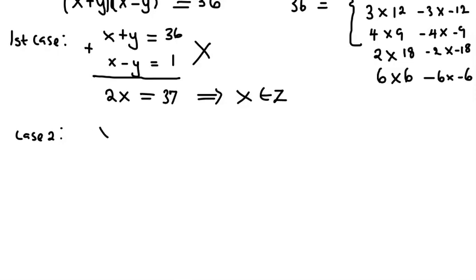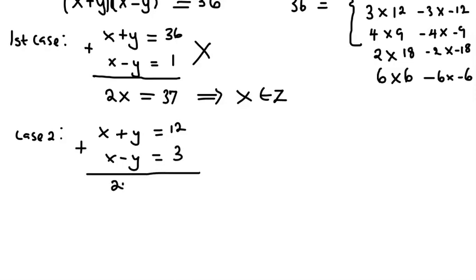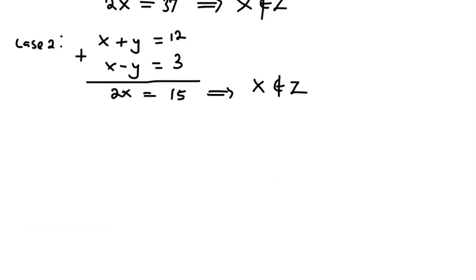In case 2, we're going to use 3 and 12. So x plus y will be equal to 12, and x minus y will be equal to 3. Add both equations: x plus x is 2x, equal to 12 plus 3, which is 15. If you divide both sides by 2, we see that x is not an integer. So we don't have integer solutions here. Let's go to case 3.